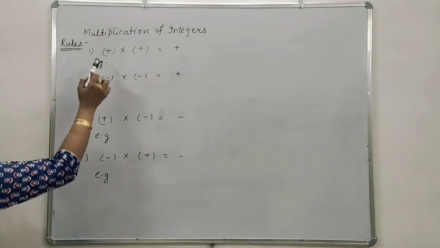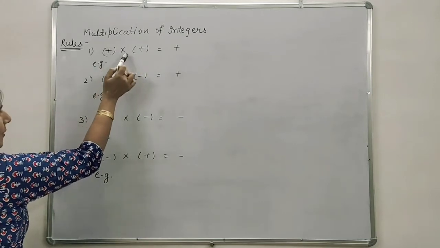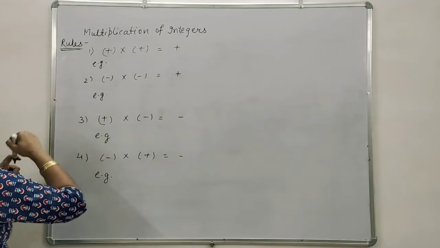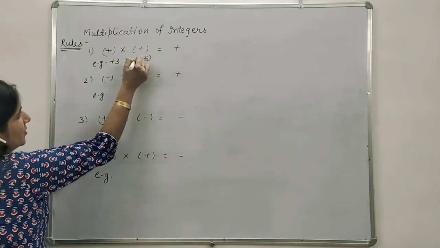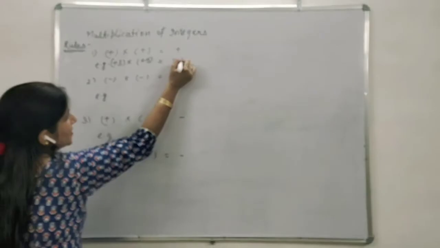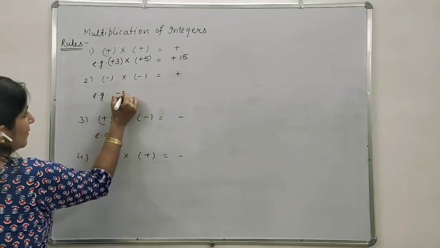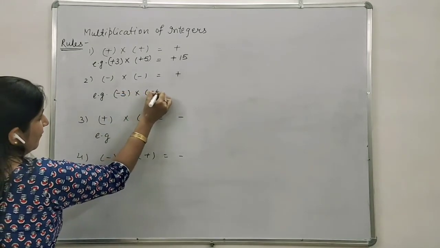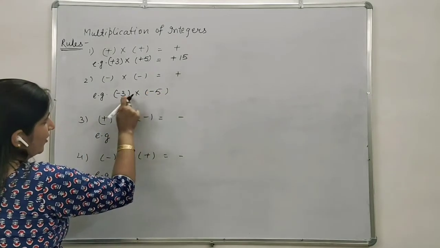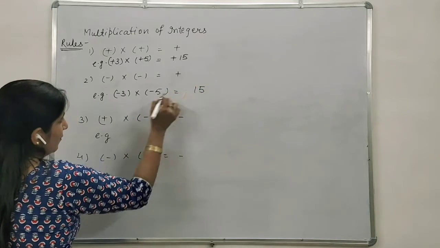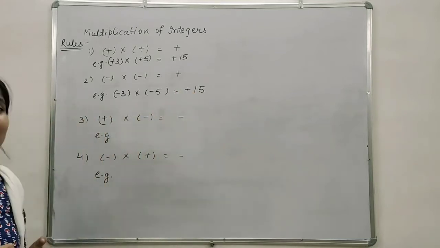First rule is positive times positive. Multiplication, we can say times also. Plus multiplied by plus is always plus. What does it mean? If we take a positive integer and multiply it with a positive integer, then the answer is always positive. Okay? And negative times negative equals positive. It means if we take negative 3 and negative 5 and multiply, the answer is 15. Okay? But which sign will come? Positive only, in the case of multiplication.